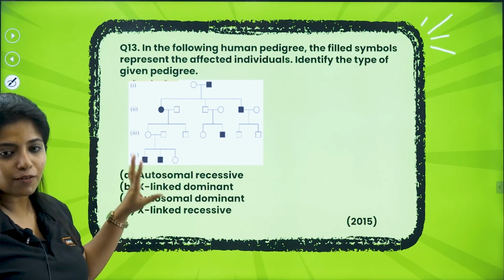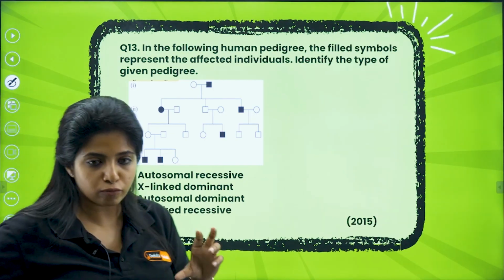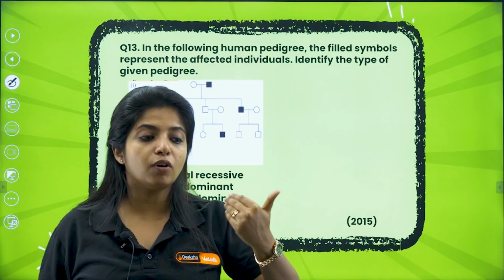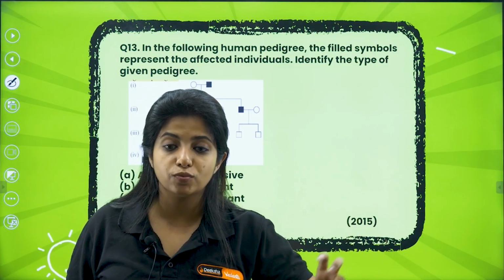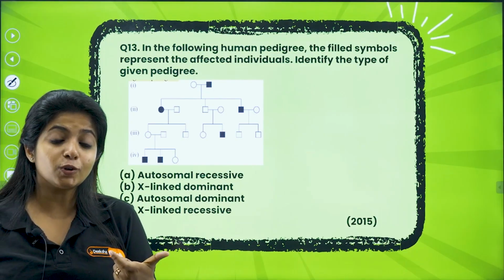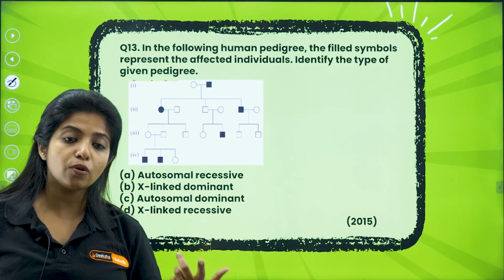X-linked or autosomal, we'll come to that. X-linked means it is on the sex chromosome. Autosomal means the affected gene is on a chromosome other than the sex chromosomes. You call them autosomes. What do you call the sex chromosomes? Allosomes. So allo and auto are different.